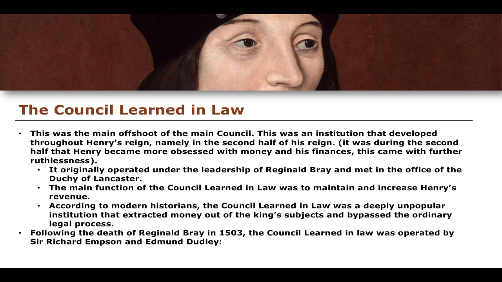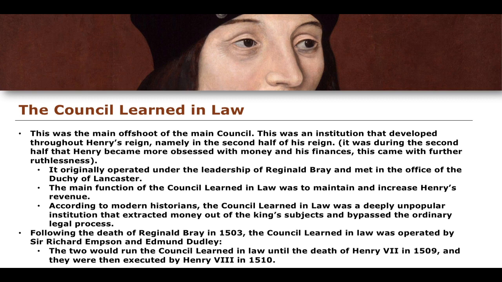Following the death of Reginald Bray in 1503, the Council Learned in Law was actually operated by Sir Richard Empson and Edmund Dudley. These two became the key figureheads, and in fact became the key controversial characters in the Council Learned in Law, and so would run the council until the death of Henry VII in 1509. And as I mentioned earlier on, they were both executed in 1510 by Henry VIII.